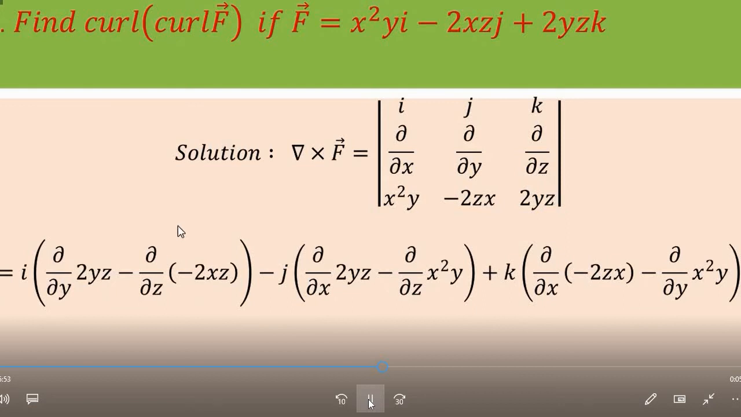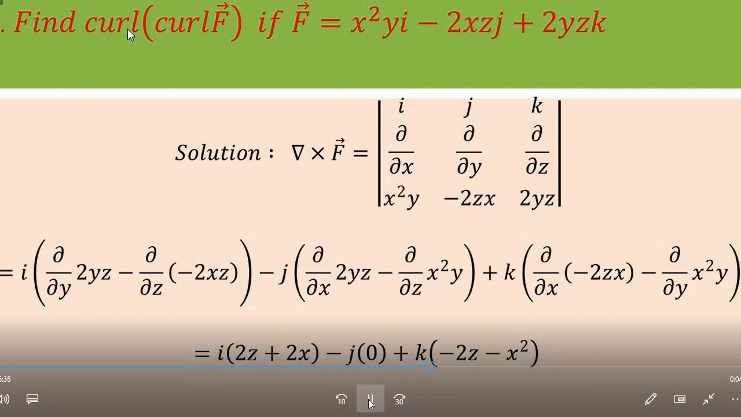Now let us simplify this one. On simplification we get i times dou by dou y of 2yz minus dou by dou z of minus 2xz, minus j times dou by dou x of 2yz minus dou by dou z of x square y, plus k times dou by dou x of minus 2zx minus dou by dou y of x square y. And this again on simplification we get (2z plus 2x) into i minus j into 0 plus k into (minus 2z minus x square). See, one time we have found the curl of f.